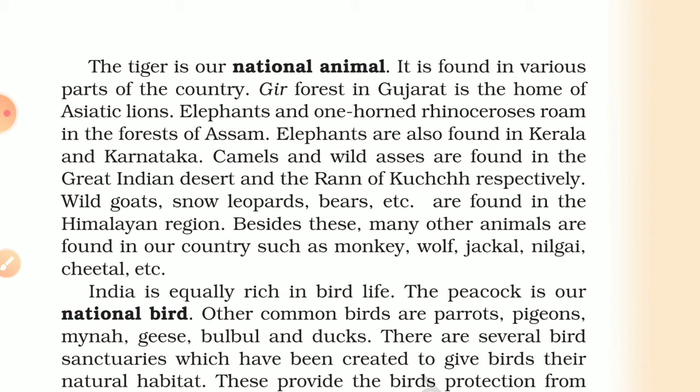Gir forest in Gujarat is the home of Asiatic lions. Elephant and one horn rhinoceros, तो जिसमें एक सींग होती है, वो rhinoceros, you know about, roam in the forest of Assam. Elephants are also found in Kerala and Karnataka. So camels हैं, wild asses हैं, ठीक है, are found in the Great Indian deserts and the Rann of Kutch respectively. So basically these different kinds of animals you will see in different parts of India.